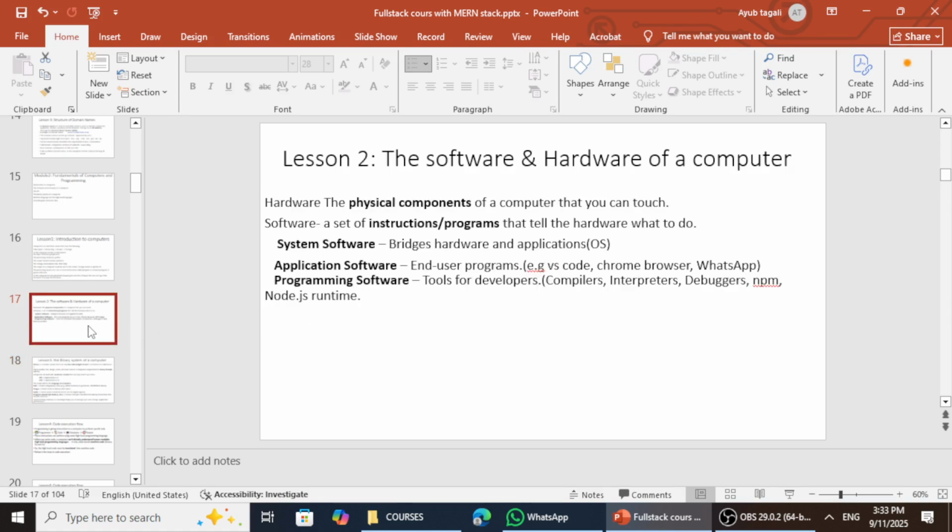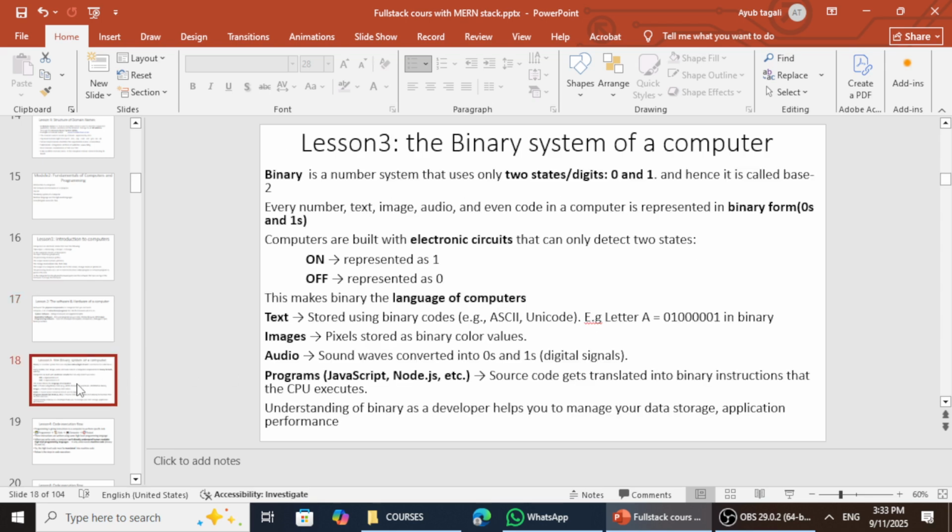In our previous lesson 2, we looked at the difference between the software and the hardware of a computer, giving some examples of each. And in this particular lesson 3, let's look at the binary system of a computer.